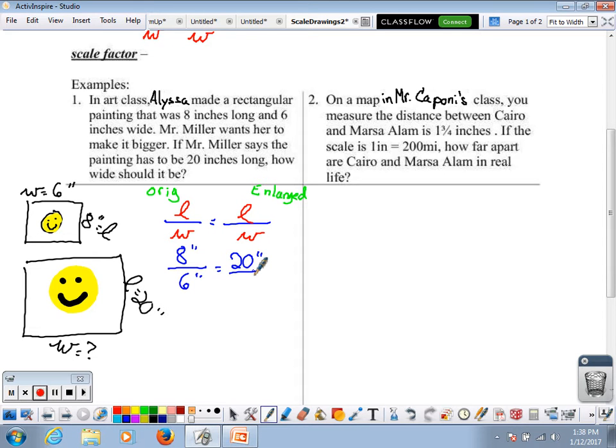X. Okay? I'm going to stick with W. You're right, it's our variable. It's our unknown. You can use X, but I'm going to stick with W for width. Okay, so I've got my proportion set up now. How do we solve proportions? Cross multiply. We cross multiply. So when we cross multiply, 8 times W will be 8W, and 6 times 20 will be 120. Now I want to get that W all by itself. What do we do?